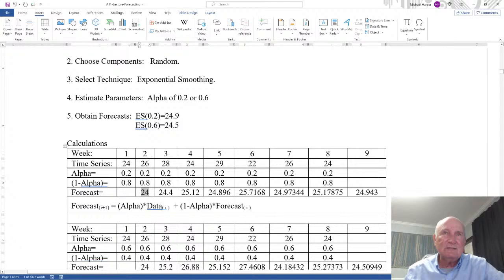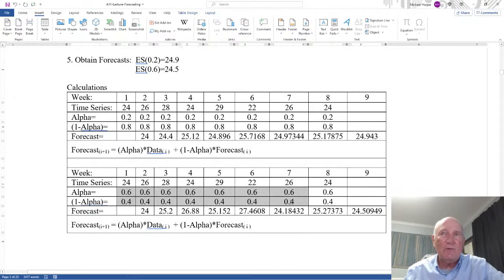Now that we have a forecast in week 2, we have a time series value of 26, that's our data. We have a forecast of 24, that's our forecast. We have alpha, which is 0.2, and 1 minus alpha, which is 0.8. It's 0.2 times my time series value plus 0.8 times my forecast. And that's how I get 24.4. Then I do the same thing here to get 25.12. I go all the way down. Or I could change it to 0.6 and 0.4, and I get a slightly different series and a different forecast.